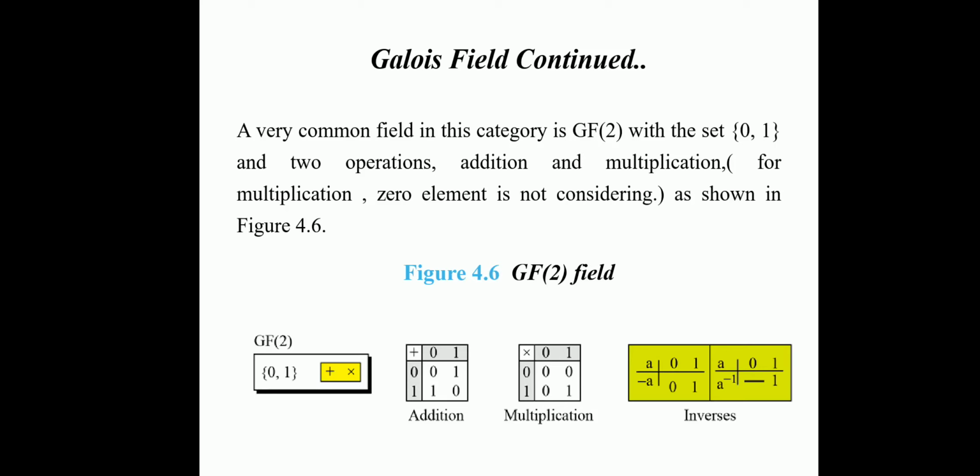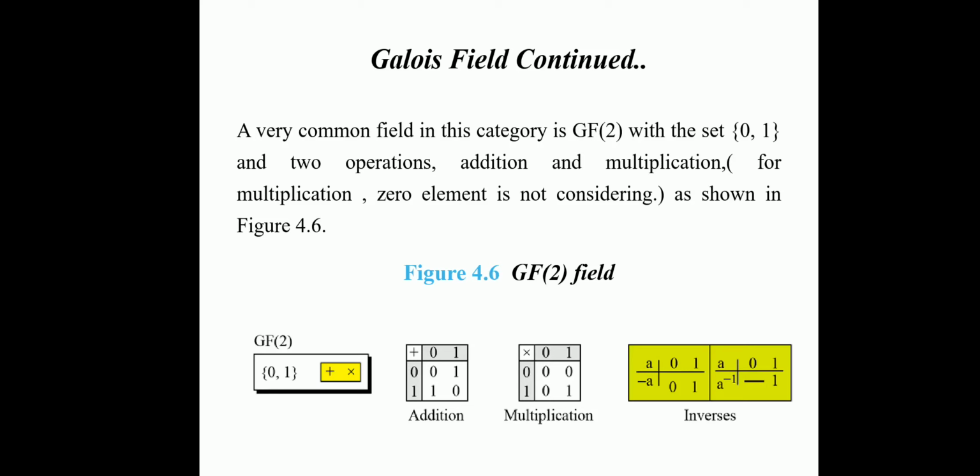So modulo m addition means the remainder of i plus j by m. Similarly modulo p multiplication means the remainder of i into j by p. So remember, modulo m addition is the remainder of i plus j by m.